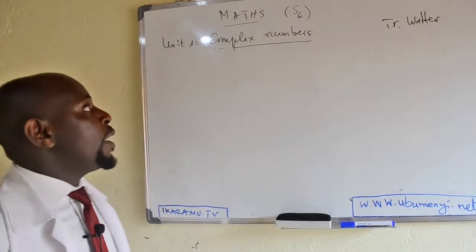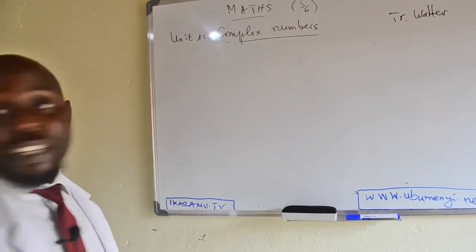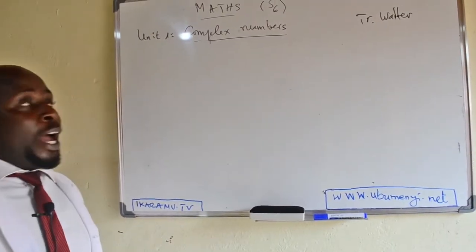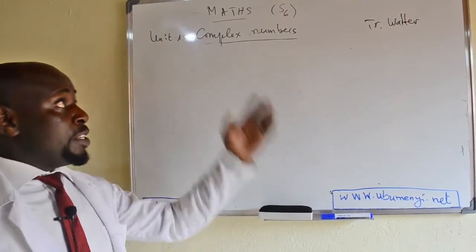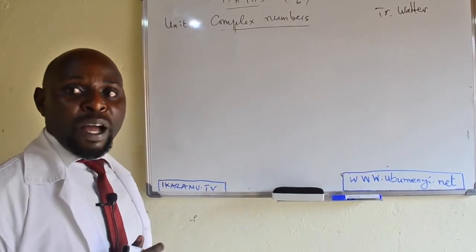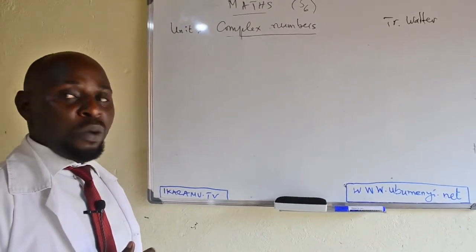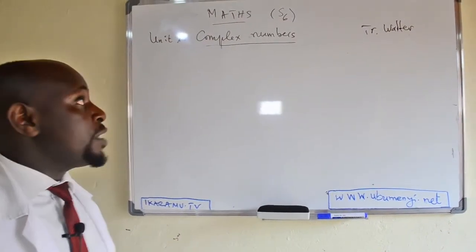I'm back again for the second lesson on complex numbers, senior 6. I again remind you that this senior 6 is from the curriculum of Rwanda, given by Rwanda Education Board in the new curriculum, which is called competence-based curriculum.